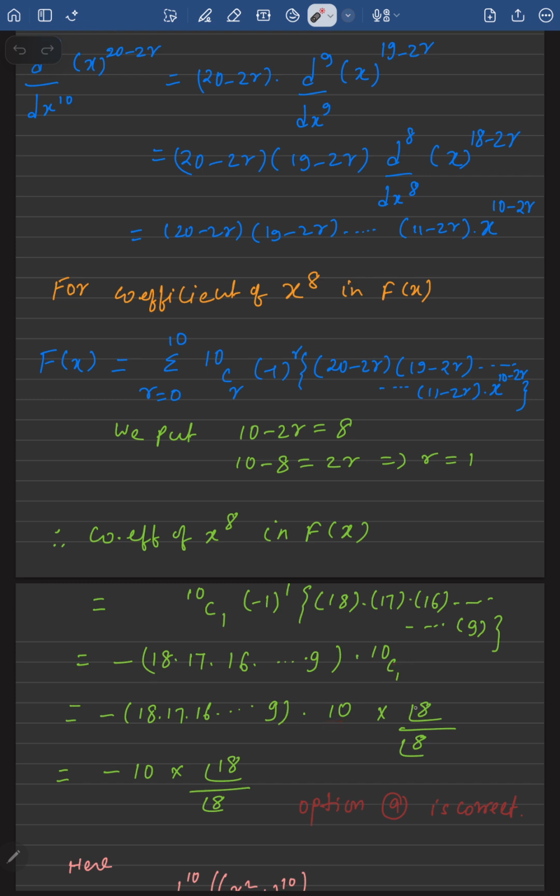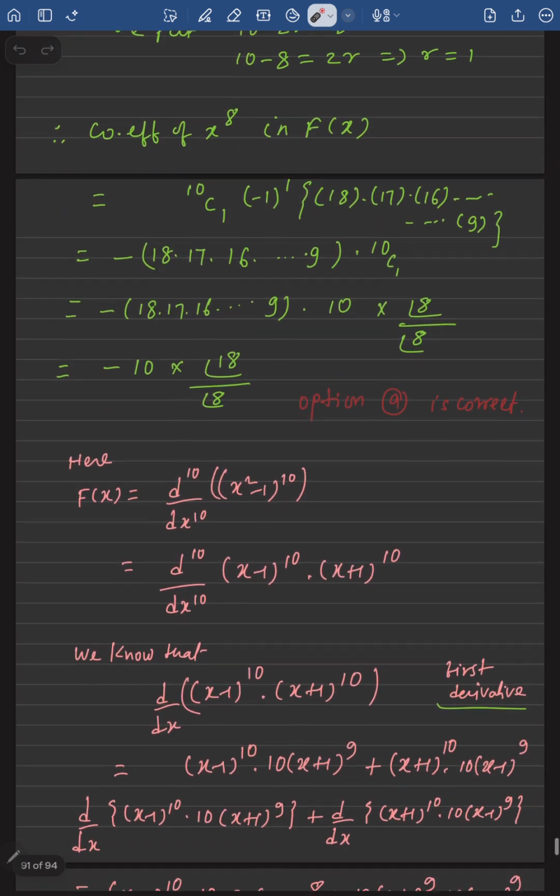I have just added factorial 8 divided by factorial 8. This term into factorial 8 will give you factorial 18, and then 10 divided by factorial 8. So you are getting that it looks like option A. For that I have done this substitution. So option A is correct.